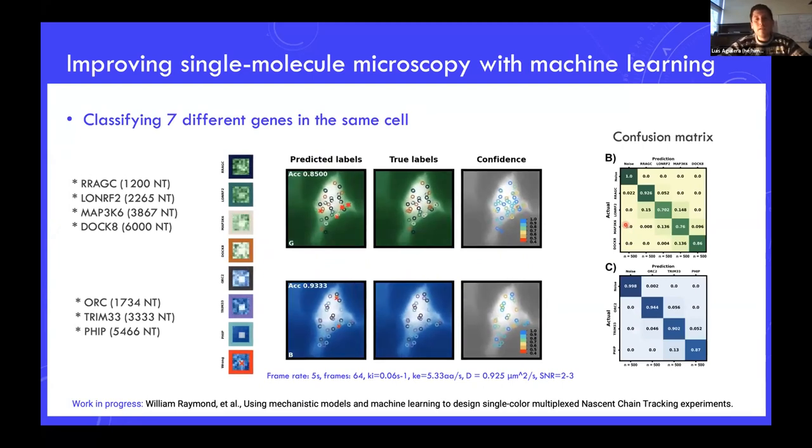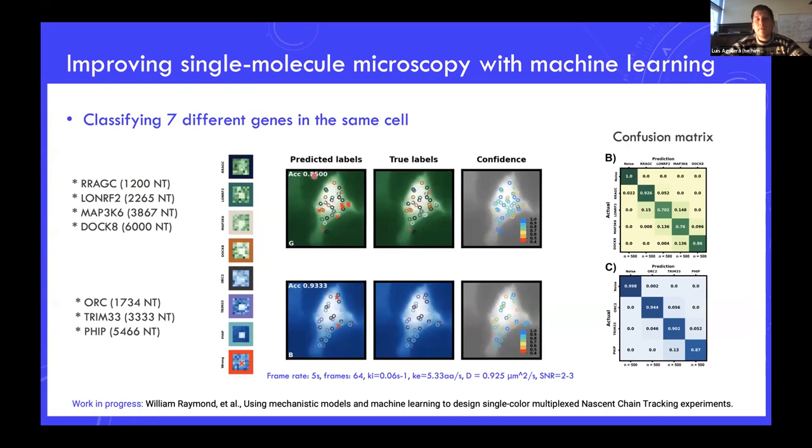This is one of the most promising results that we have, the proof of concept that this can actually work. Basically, what we did is to try to classify 7 different genes in the same cell. He has 7 genes here. He separated 4 of them in one of the channels and 3 of them in the other channel. You can see here the length of the genes. And then this is again the simulation and what the machine learning is predicting.